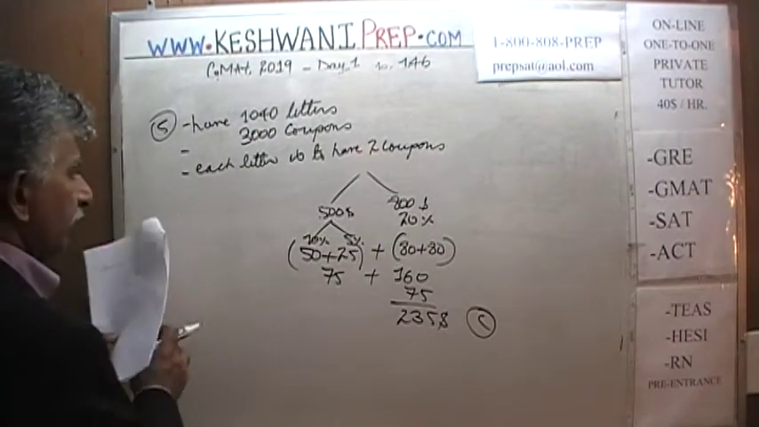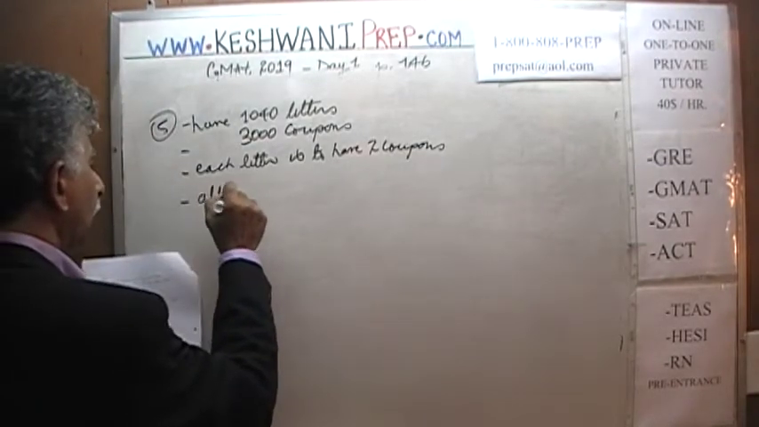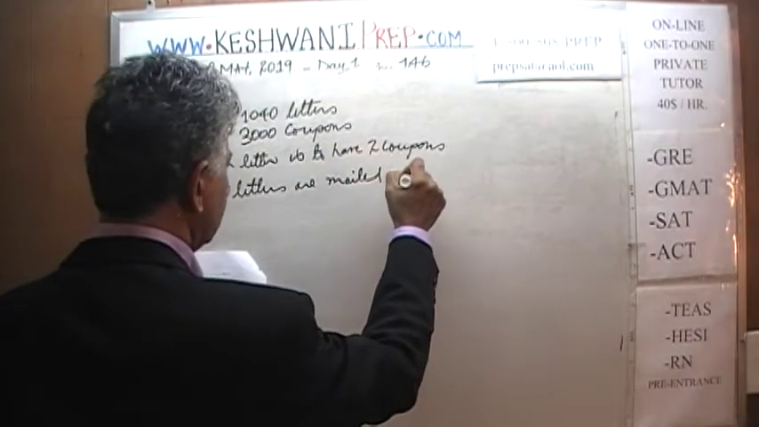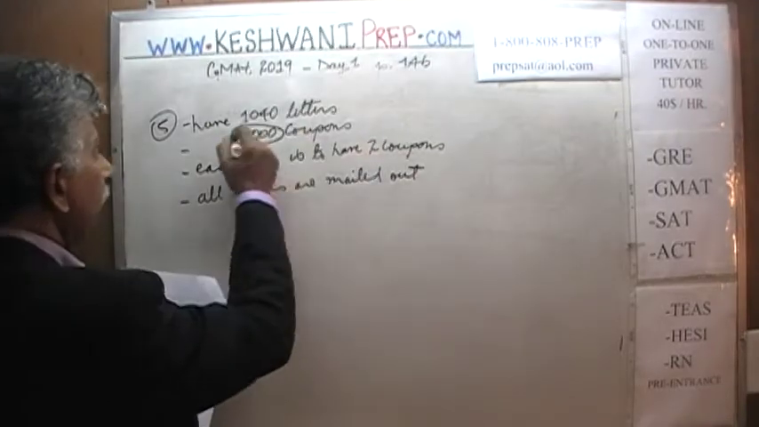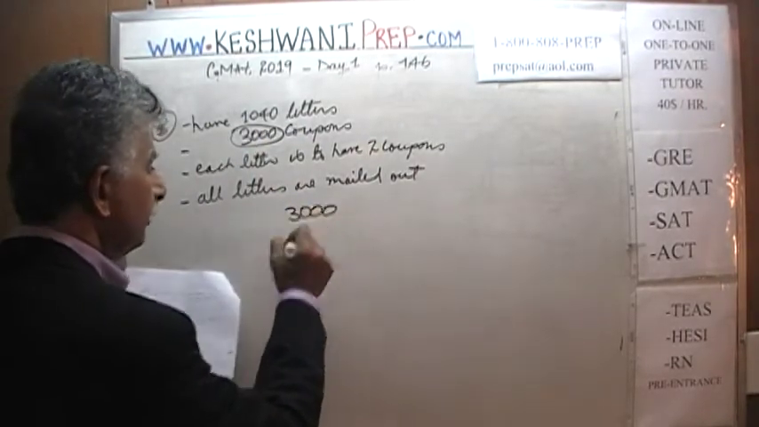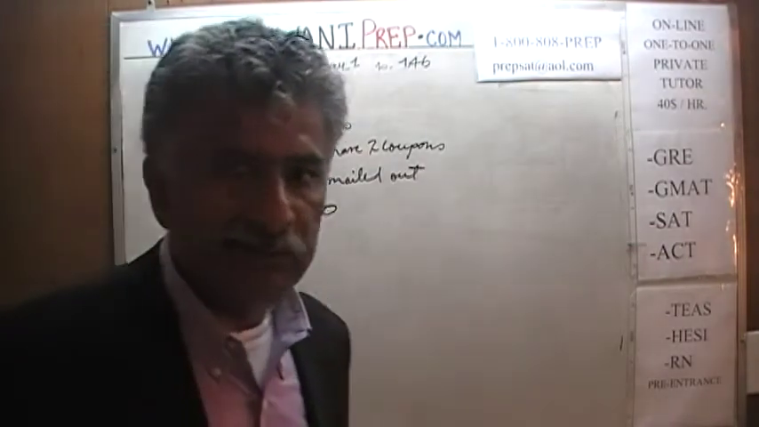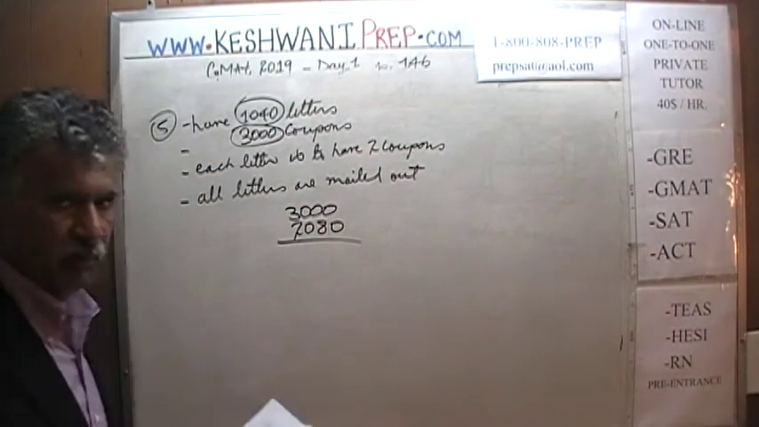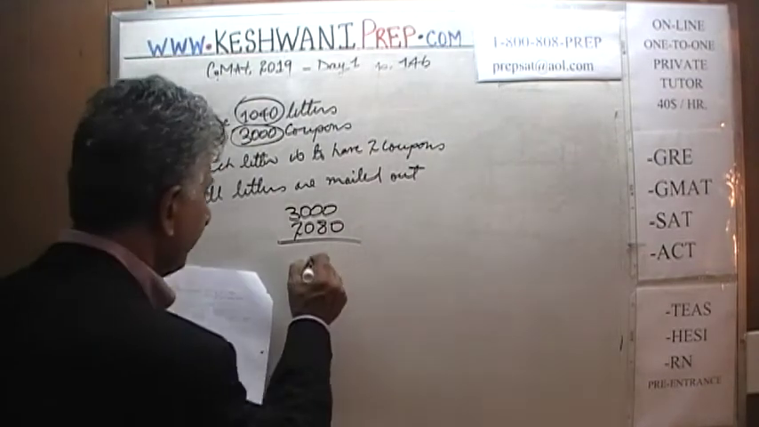All the letters were mailed out. We are told all letters are mailed out. Well, if all letters are mailed out, how many coupons are left? Well, we had 3,000 coupons. We mailed out all the letters. All the letters is 1040, and since each letter takes two coupons, 1040 times 2 is 2080, which means we used up 2080 coupons. So how many do we have left over? 3000 minus 2000 would have been exactly 1000, so it's 920.